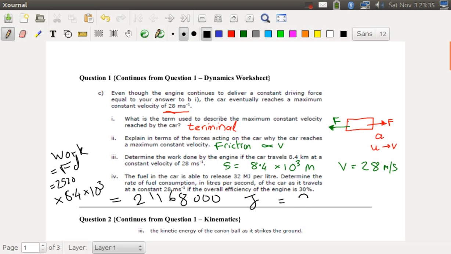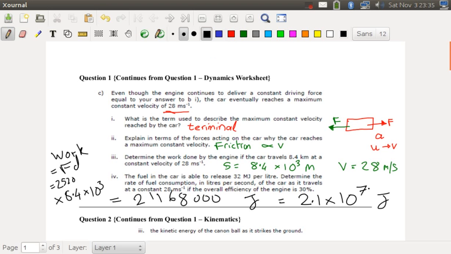or 2.1 times, let's see now, count that out. 1, 2, 3, 4, 5, 6, 7. Joules.